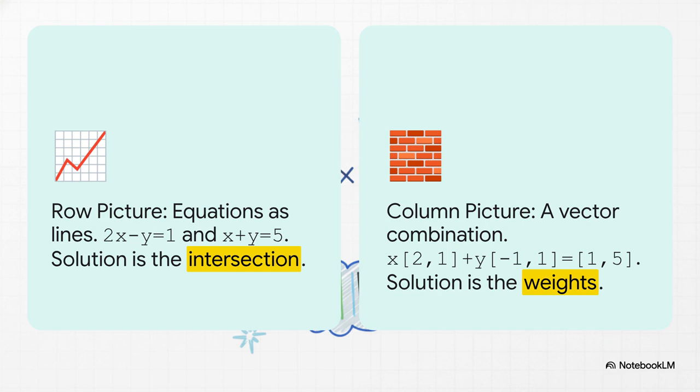Simple enough. But now, look over to the right. This is the column picture. Instead of reading across, we're grouping the numbers vertically, into columns, into vectors, and we're asking a totally different question. What combination of the x factor 2, 1 and the y factor -1, 1 can we use to build the answer vector 1, 5? The goal isn't to find a point. It's to find the right recipe.